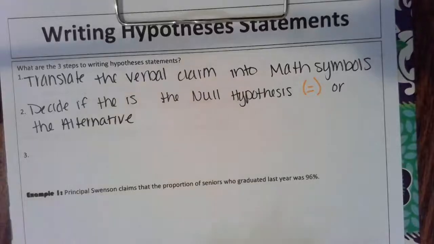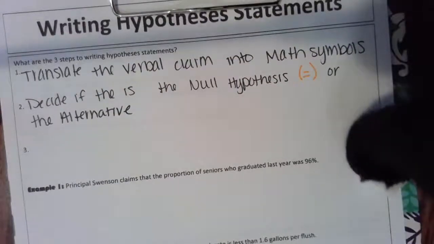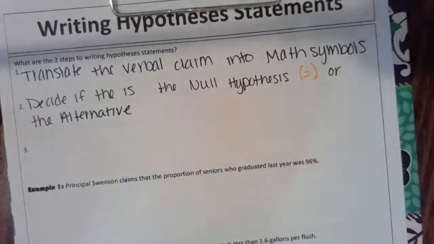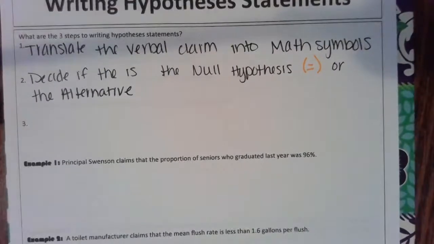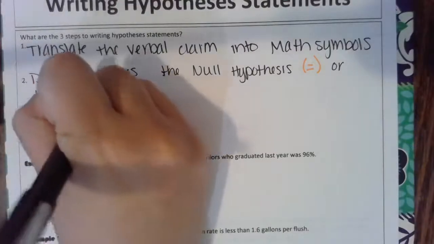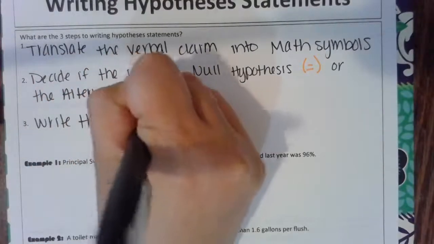Then once you have both claims written, once you've decided if the null, Salem, get down. Okay, once you've decided if you're the null or your alternative, you're going to have to write the other one. So if it was the null hypothesis and your claim was the null, then you got to write the alternative hypothesis. That's your third step. Write the other hypothesis.